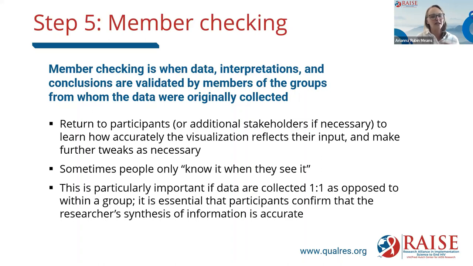Because sometimes people only know it when they see it. Meaning once they see the map, they're like, oh, that's actually not what I meant. Switch these activities around, or I don't do that, you do that. This can be particularly important if you collected the data one-on-one as opposed to within a group. So it's really essential that everyone has the opportunity to check how you interpreted that one-on-one feedback and aggregated it together. And ideally, member checking is iterative. After each time you update the process map, you can bring it back to the group, get their approval, and ensure that it's really valid.